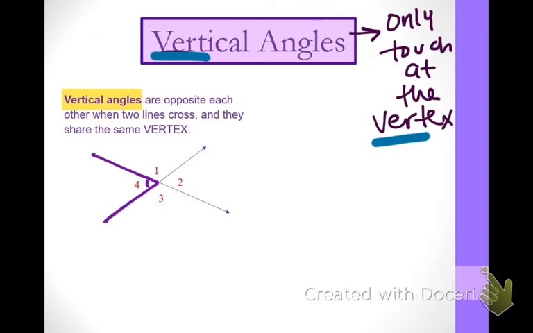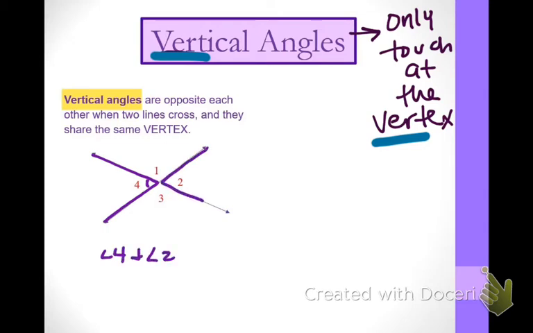So think vert and vert. Vertical angles only touch the vertex. They don't share a wall. They're not next to each other. They only touch the vertex. So what angle in this picture touches angle 4 only at the vertex? 2. So you're going to write that angle 4 and angle 2, those are vertical.